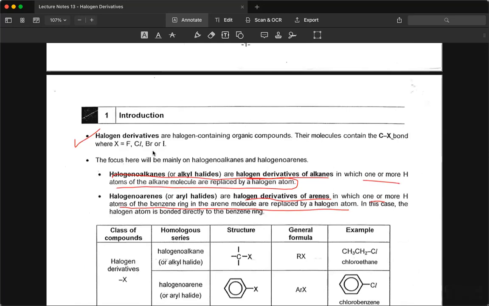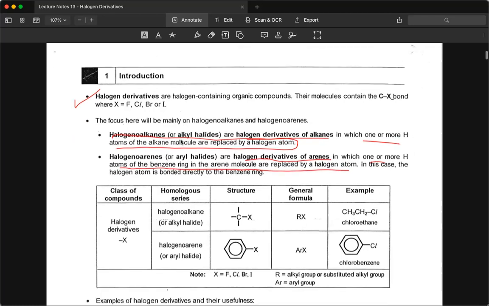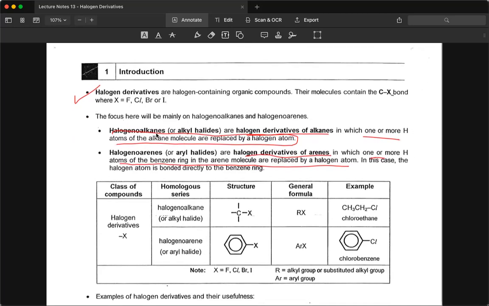Introduction. Halogen derivatives are halogen-containing organic compounds. Their molecules contain the C-X bond, where X is one of the halogens in group 17. Haloalkanes or alkyl halides are halogen derivatives of alkanes, where one or more hydrogen atoms of the alkane molecules are replaced by a halogen atom.